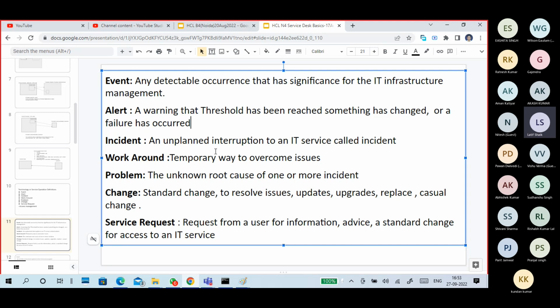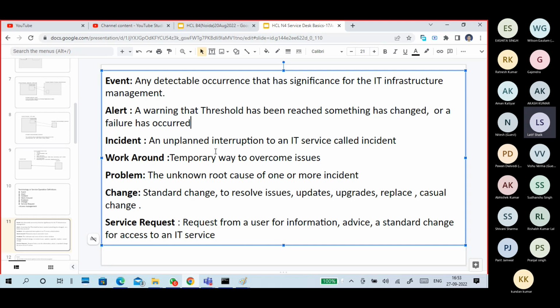For example, you are using a server. That server has 16 GB RAM. You add one more 16 GB RAM. Now it is 32 GB. The speed of the server increases. It may give you a better quality of service than 16 GB. So that is a change.